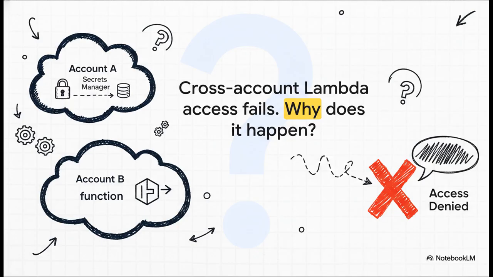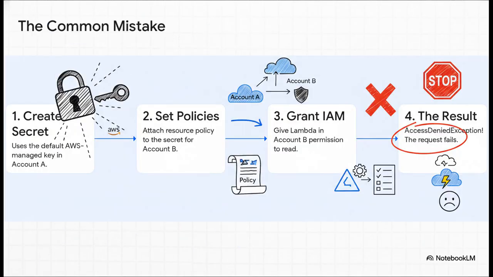Makes sense. Now you have a Lambda function over in a totally different account, account B, and it needs that password. So you do all the right things. You set up the IAM roles, you edit the secret's own resource policy to allow access. Everything looks perfect. You hit run, and boom, access denied. What gives? You did everything by the book with permissions. Or so you thought.